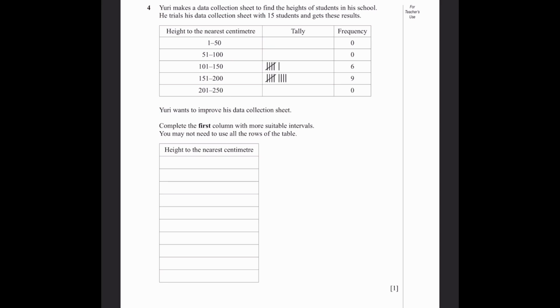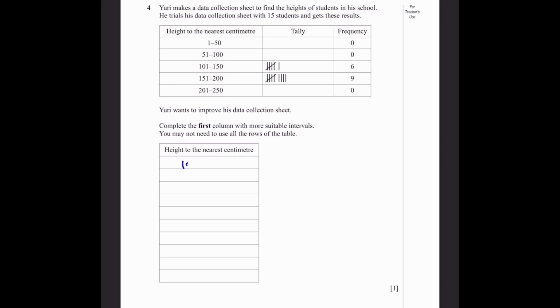If we notice, in this table, out of all 15 students, they are only in these two categories, which are 101 to 150 and 151 to 200. There's nothing in the tally count of the first two or last categories, because obviously there can't be too much height and there can't be too little height. And so we're going to use measurements between 101 and 200.